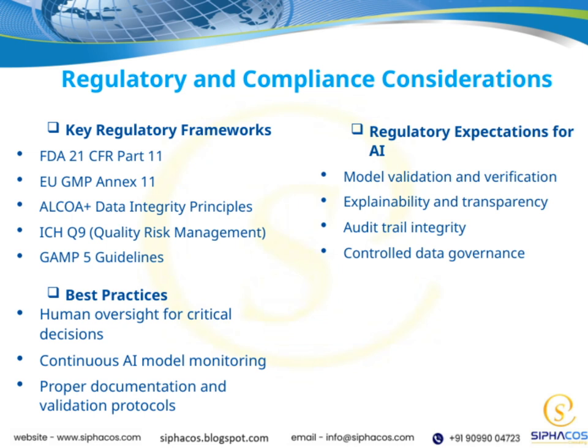Moving on to key regulatory frameworks, we have important standards like FDA 21 CFR Part 11, which governs electronic records and signatures, and the EU GMP Annex 11, focused on computerized systems and manufacturing. Principles like ALCOA Plus emphasize data integrity, ensuring that data is attributable, legible, contemporaneous, original, accurate, complete, consistent, and enduring. The ICH Q9 guidelines promote quality risk management, helping us identify and mitigate potential risks associated with AI deployment. Lastly, GAMP5 provides a structured approach to validation, ensuring our systems are compliant and reliable.